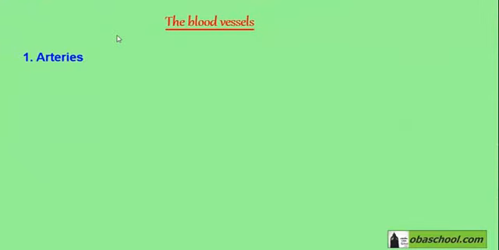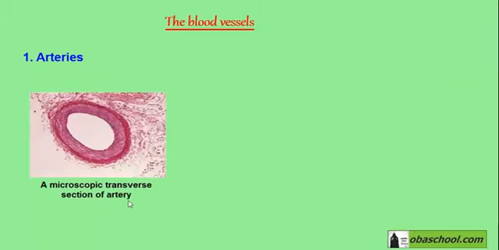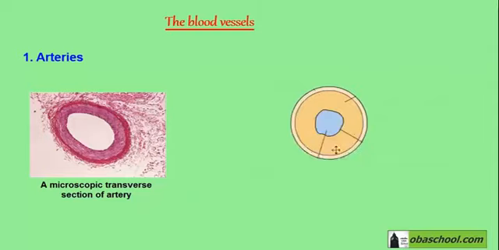Alright, so now onto a more detailed discussion of every type of blood vessel. So starting with the arteries, we are going to talk about their structure. This is a microscopic transverse section of an artery. So we cut it along its width and we look inside of it. This is what we see. This is a drawing.